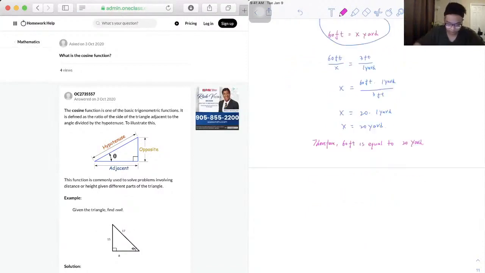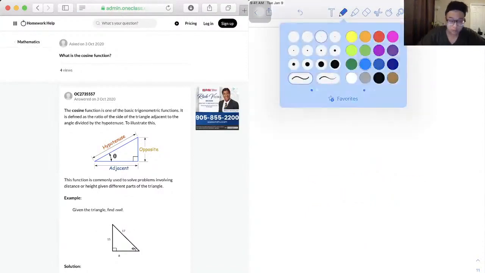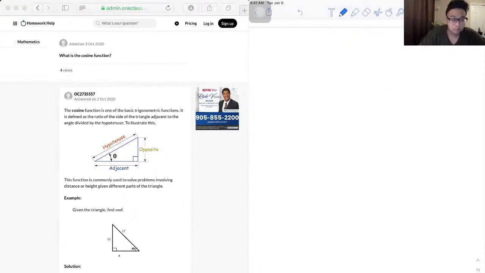Alright, so our next question. It's asking us, what is the cosine function?